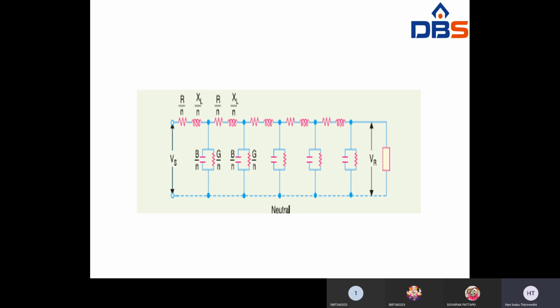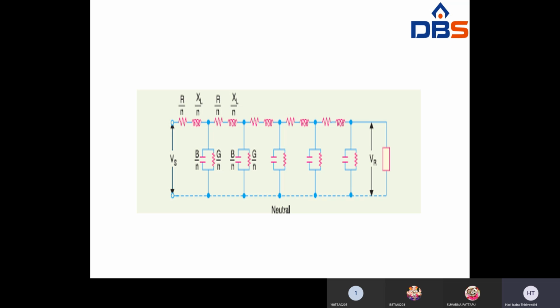So look at the figure. The length of the line is more than 150 kilometers, right? The figure shows the equivalent circuit of a three-phase long transmission line on a phase to neutral basis. So phase to neutral, phase to neutral, like that it goes on. This is the sending end, this is the receiving end. So n number of sections will be there, each with a series resistance and reactance and a shunt susceptance, admittance G plus jB.